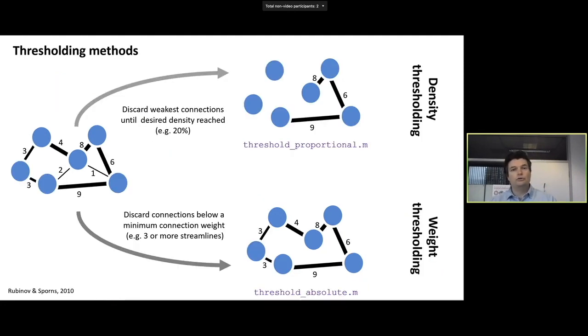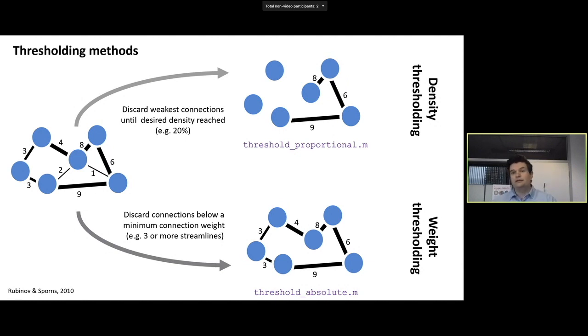There are two broad classes of thresholding methods. The one that I've shown here from the top, which is referred to as density thresholding, is where we prescribe a desired connection density, in this case 20%, and we remove the weakest connections until we achieve our desired connection density. And this is achieved with the brain connectivity toolbox function called threshold proportional.